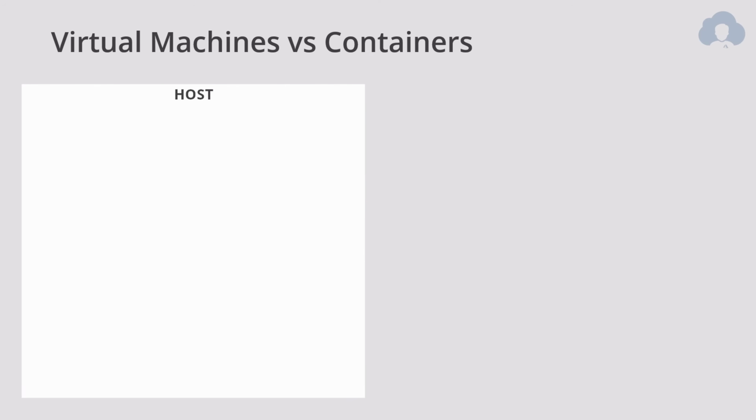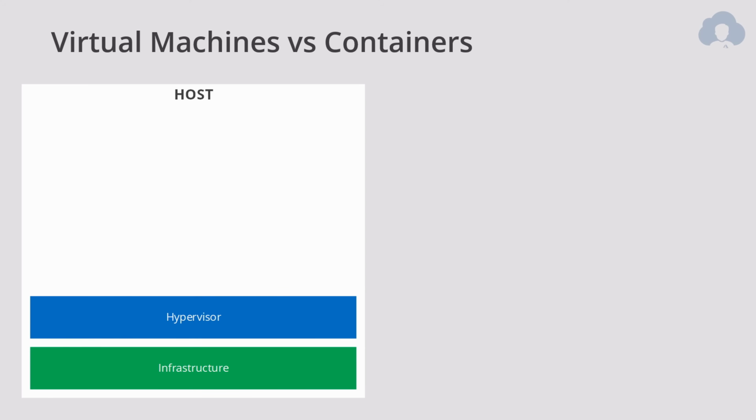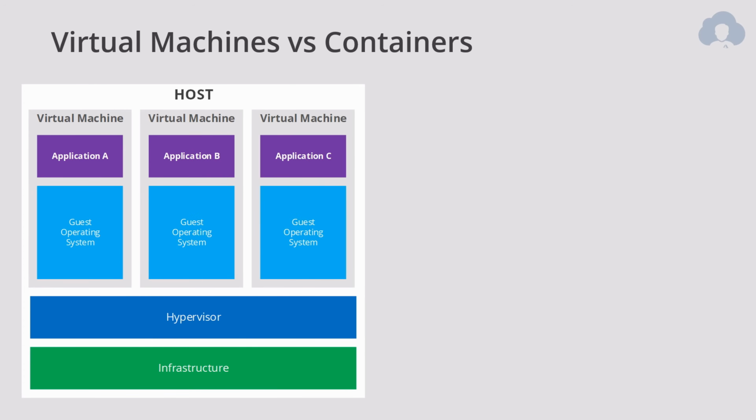In the case of virtual machines, there's always a host. The host is created from the infrastructure, on top of which there's a hypervisor running. This hypervisor is responsible for hosting virtual machines and managing them. On each virtual machine you always have something called a guest operating system. Therefore you need to virtualize an entire operating system to be able to host your application, and you need to do that again for every single application.